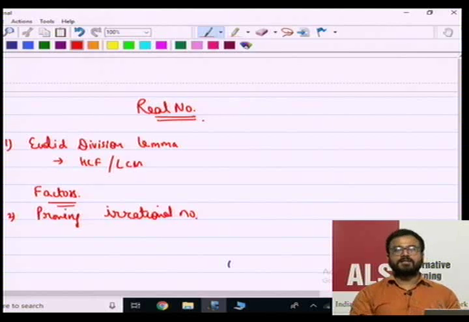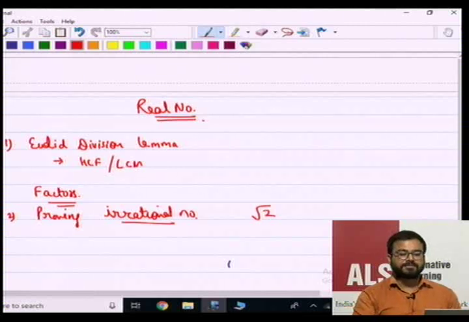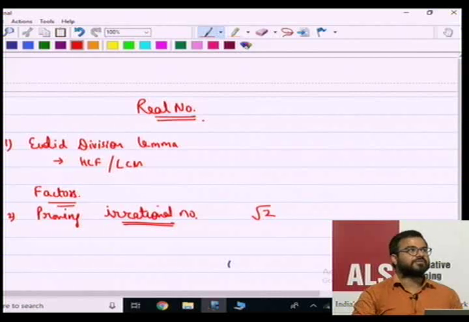Like in the 9th class you have studied that root 2 is irrational, but how can you say root 2 is irrational? How will you prove this? So we will learn this thing. These are the major topics in this chapter which we are going to study.